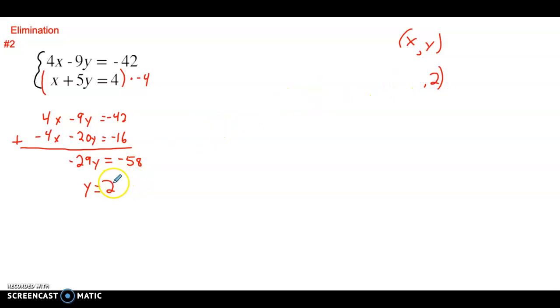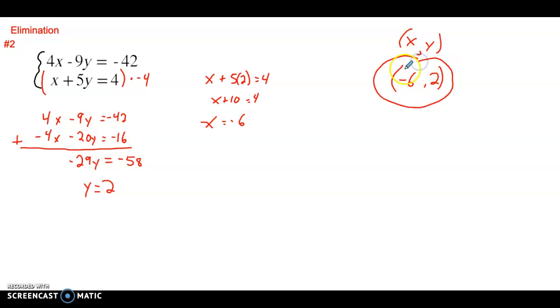So same idea, bring this y value back up to one of your two original equations. Doesn't matter which. I'm going to go with the second one because I'm solving for x and this is the easiest one to do that. So y is 2, equals 4x plus 10, equals 4. That means x equals -6. There's our solution to this system.